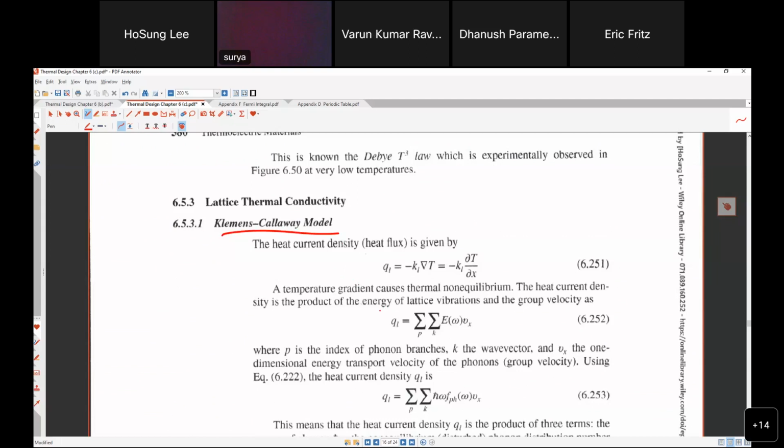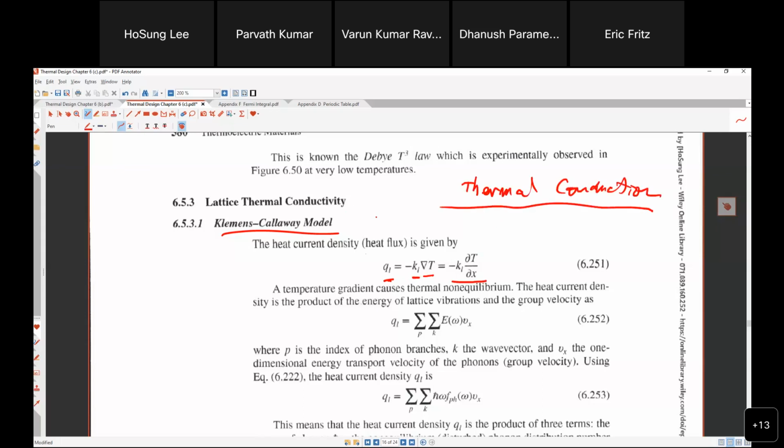the heat flow. Okay. Now we talk about heat flow, the heat transfer. Okay, Q, heat flow is lattice. Now talk about lattice, thermal conductivity, and the temperature gradient. We know that. That's a thermal conduction. We talk about thermal conduction, the heat transfer.